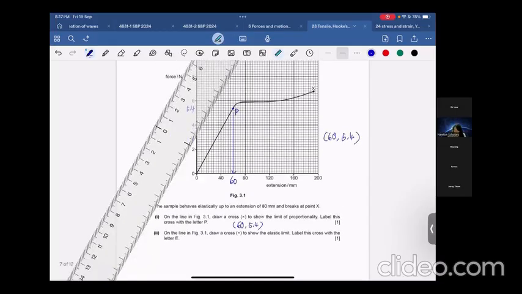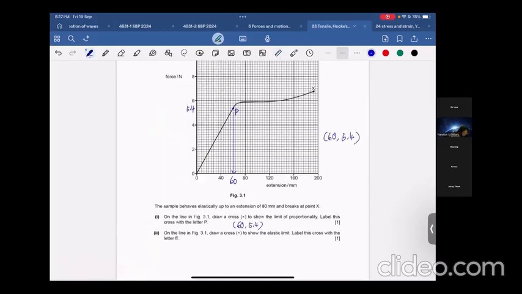Okay, next. Wait, let me have a look. Okay, on the line in figure 3.1, can you draw a cross to show... Oh, draw a cross. I didn't read. So please draw a cross. Follow it. If you don't follow, then no marks. On the line, draw a cross to show the elastic limit.